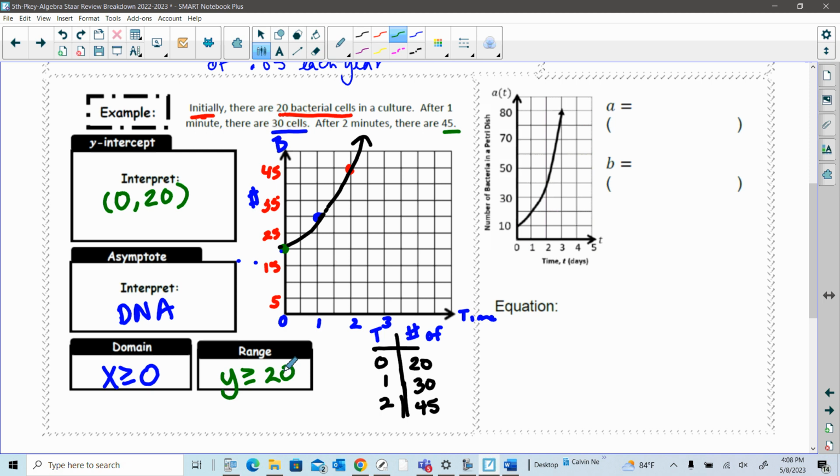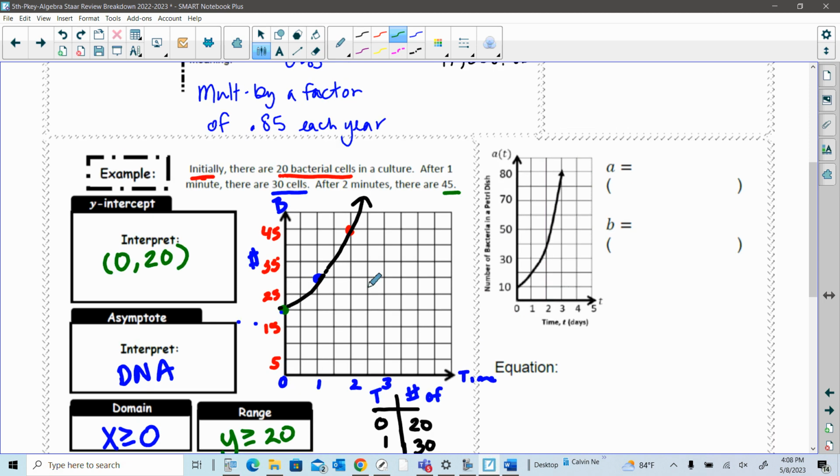Okay. So on this one, they give you the graph. They want you to come up with the A, the initial amount. And hopefully you can see that the initial amount is going to be the y-intercept right here. So that's going to be 10. So we had basically 10 cells to start with.